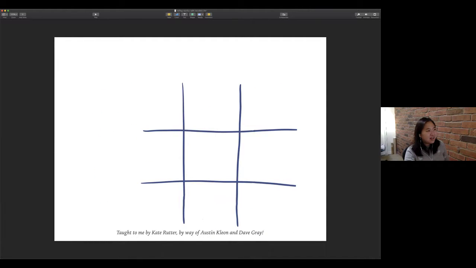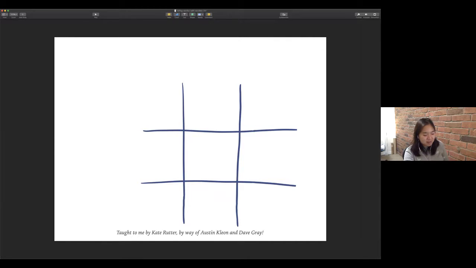So this is the emotions matrix, kind of like a 3x3 device that Kate Rudder taught me. I think this is a really neat little device for practicing different emotion sets. For this part, I'm going to go a little bit slower because if you do have pen and paper, I do encourage you to follow along.